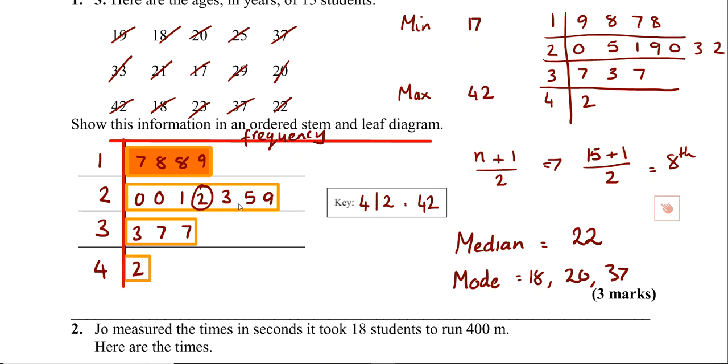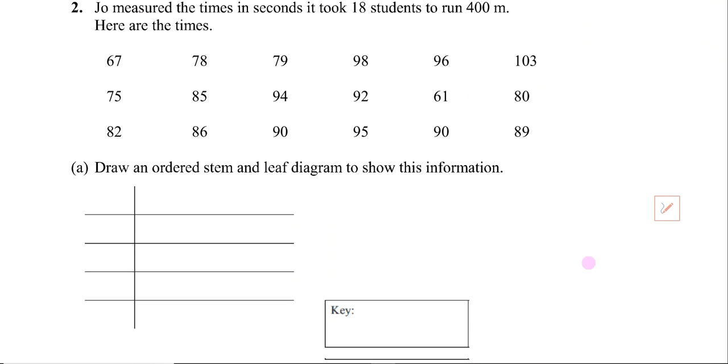So anyway, we've gone through stem and leaf, how to do it, what the key means, how to work out the median and the mode. You know how to do the mean, you would just add all the numbers up. So that's it really. The rest of the questions are basically the same, a bit of practice. You all right to carry on? Yeah? Carry on then.